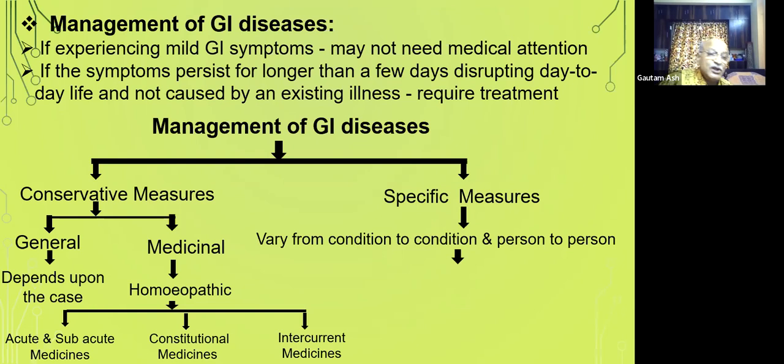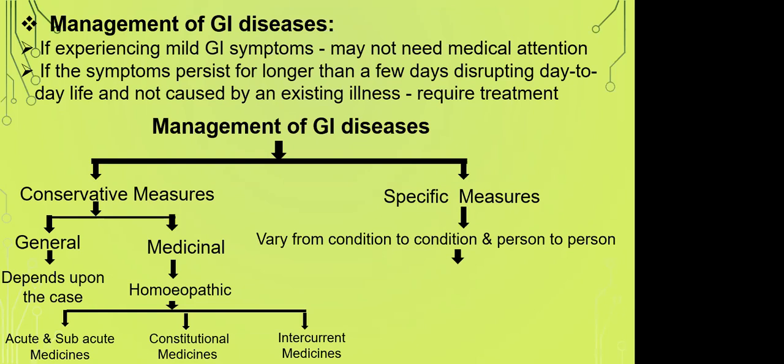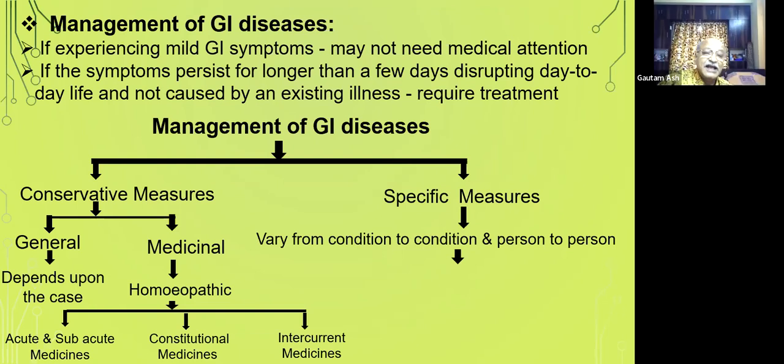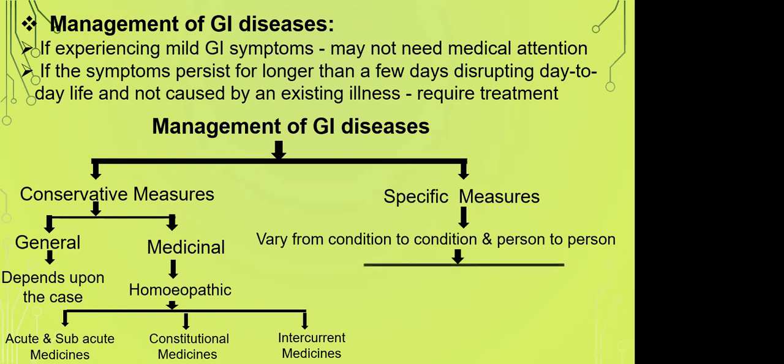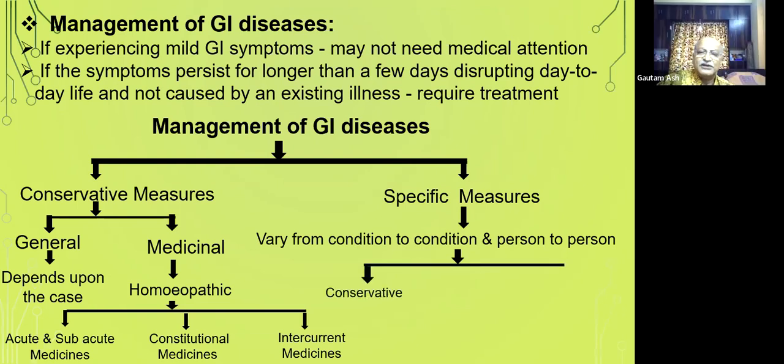Naturally, we have to depend on the conservative measures based on general measures. That means removing all the factors, and giving the diet and regimen to the patient, followed by the medicines, time to time changing the medicines, to give relief to the patient. However, the specific measures could be again conservative, operative, or a combination of both. So this is the general plan for any GI disease when we are taking it for treatment.